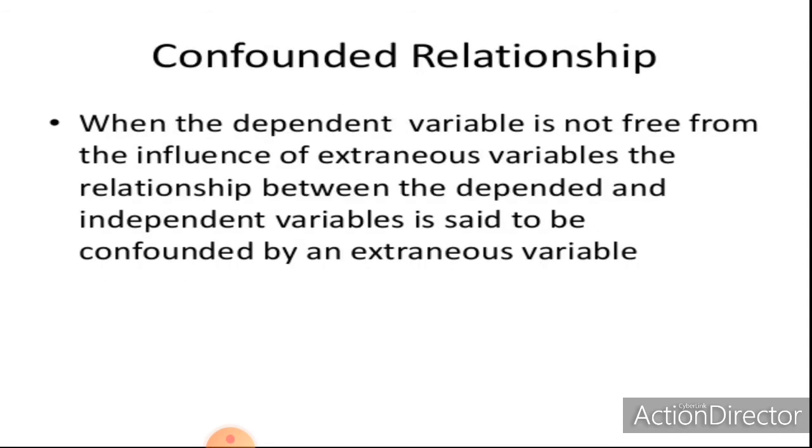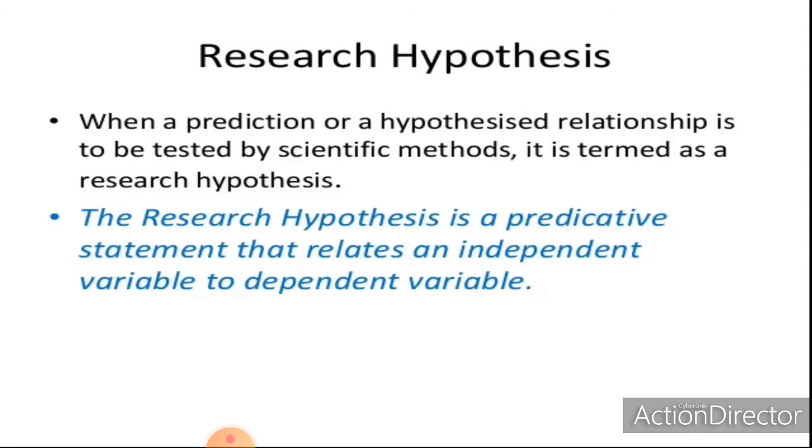Next is confounded relationship. If the dependent variable is not free from the influence of extraneous variables, such a relationship is known as confounded relationship. Now next is research hypothesis. The research hypothesis is a predictive statement that relates an independent variable to a dependent variable. Generally, the research hypothesis must contain at least one independent variable and one dependent variable.